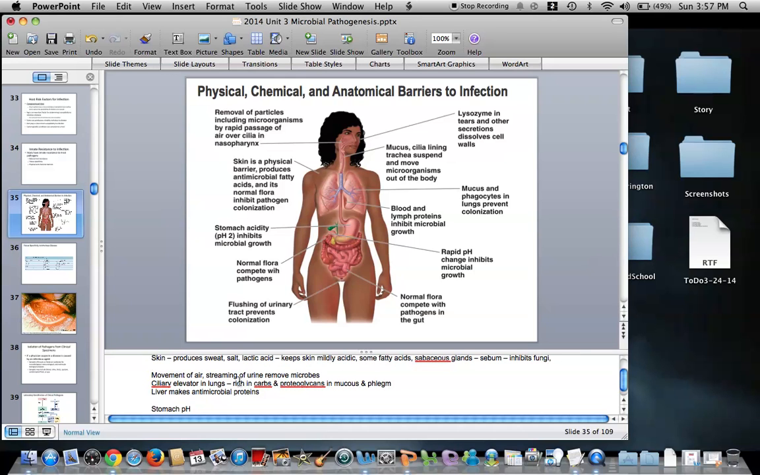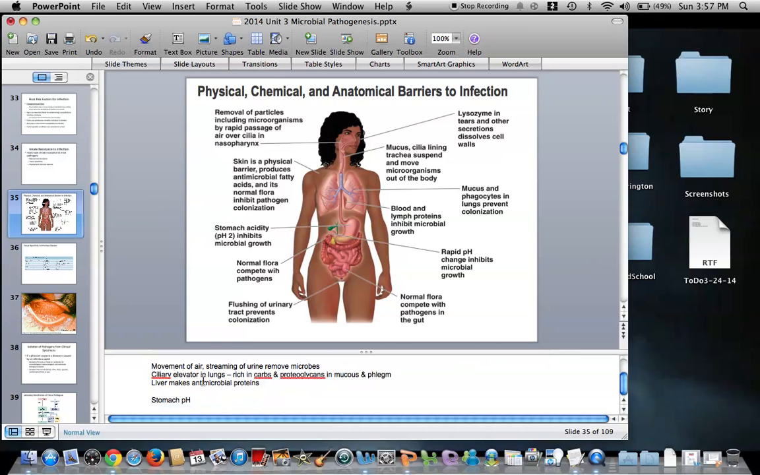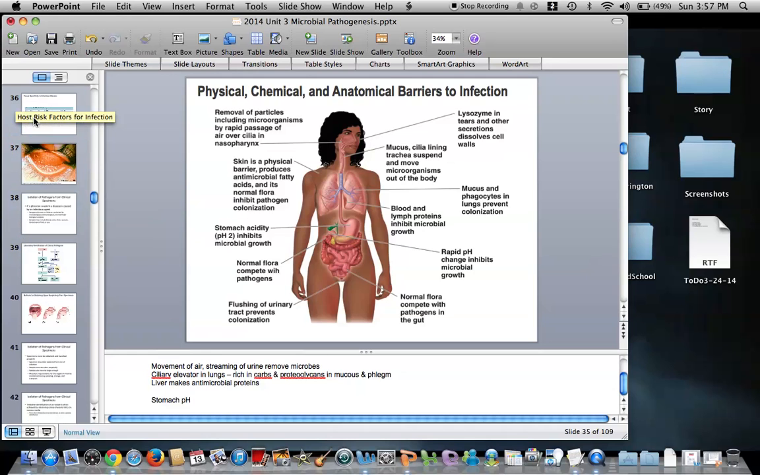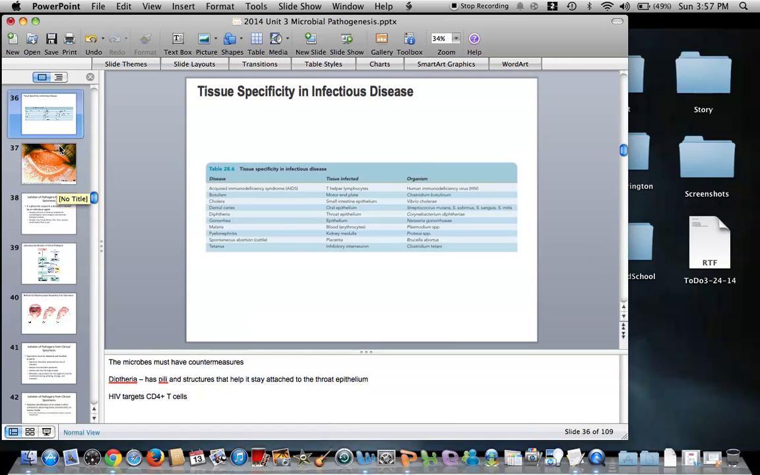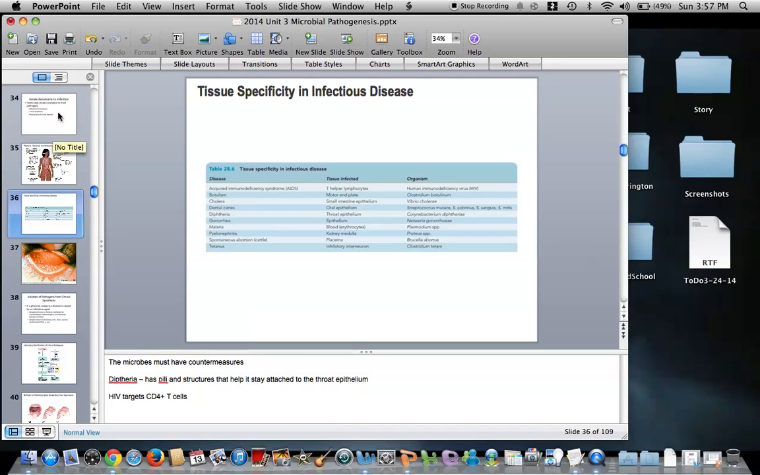Movement of air through the lungs and streaming of urine are meant to stop stuff from being in it. The ciliary elevator in the lungs pushes the mucus up and gets rid of the phlegm and stuff that traps microbes. And the liver makes various antimicrobial proteins. Obviously, the pH of the stomach prevents bacteria from growing there. And the specific tissue is important.